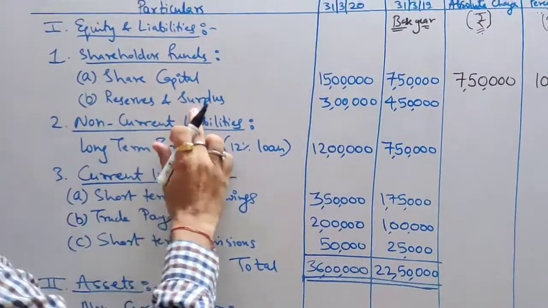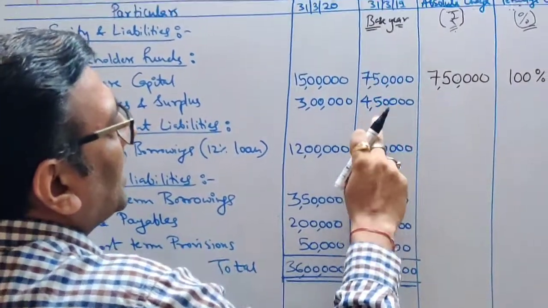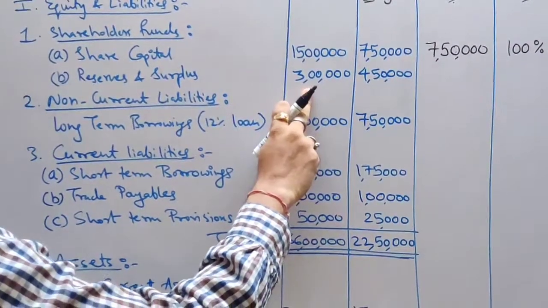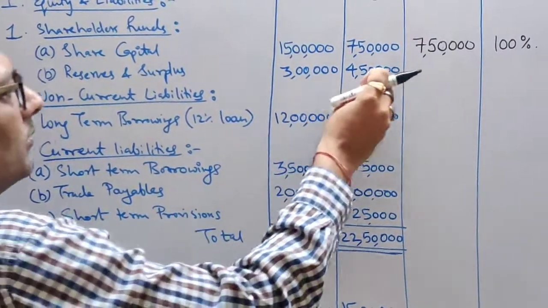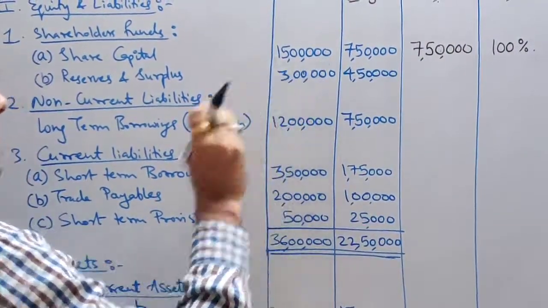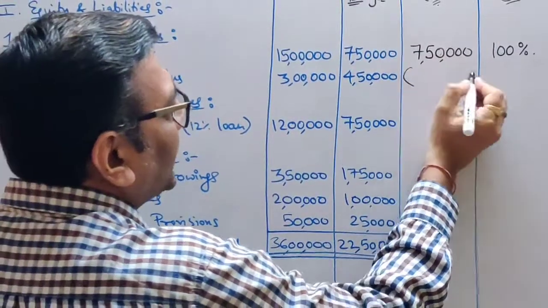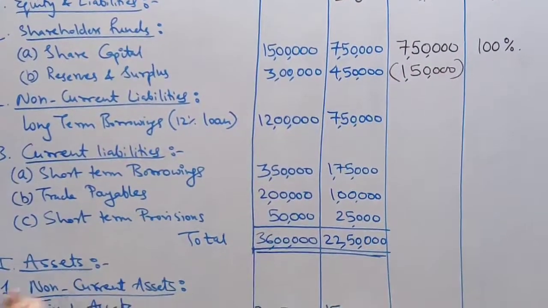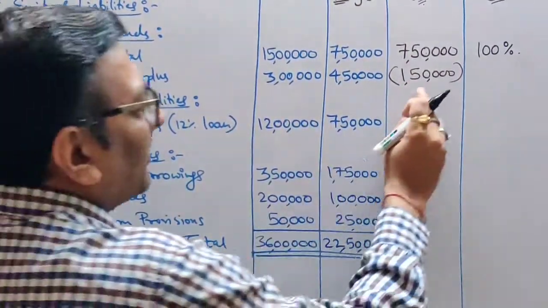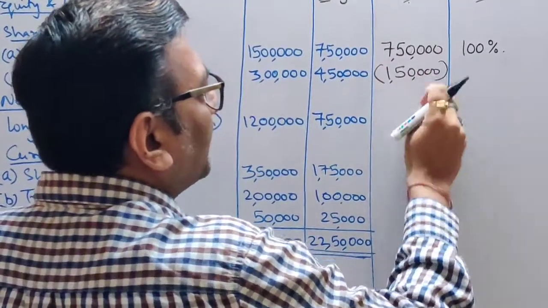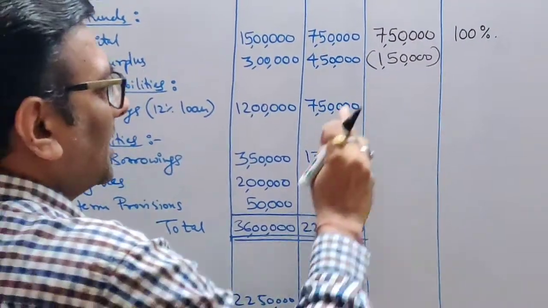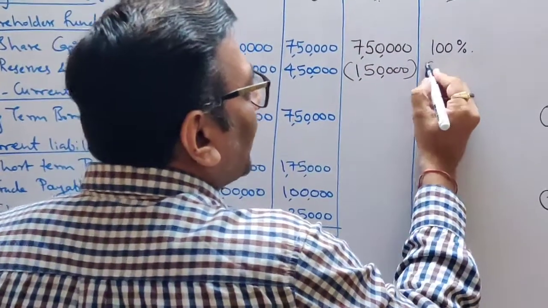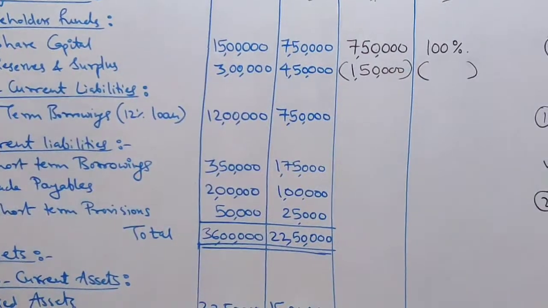Now let's see the next item, reserves and surplus. Last year company was having reserves of 4,50,000. This year it got decreased from 4,50,000, it became 3 lakh. So there is a decrease. You will write the amount in bracket. There is a decrease of 1,50,000. If you minus, you get the answer. So if there is a decrease, you have to write the amount in bracket. This is very important, students. You have to write the amount in bracket. If there is a decrease, your percentage also you have to write in bracket.